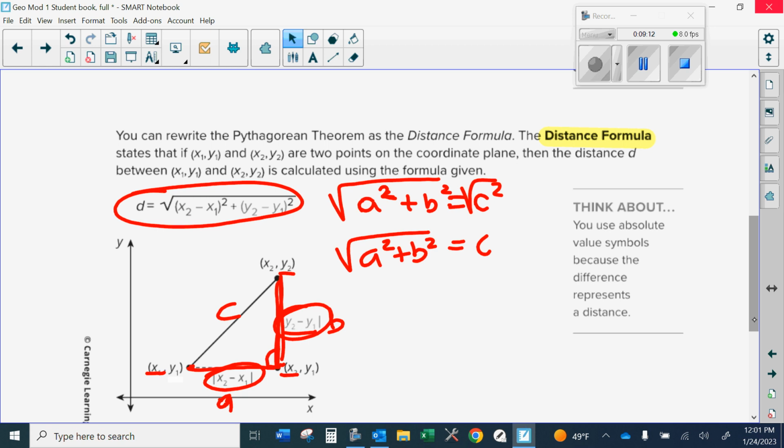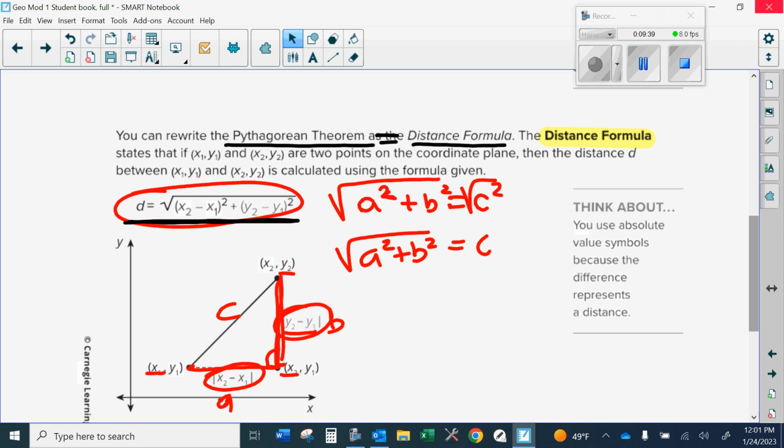The distance formula is another name for the Pythagorean theorem. You can rewrite the Pythagorean theorem as the distance formula. So whenever I ask you what's another name for the Pythagorean theorem, you tell me distance formula. The distance formula itself is right here, and that's a lot more to memorize than just the Pythagorean theorem: a squared plus b squared equals c squared.